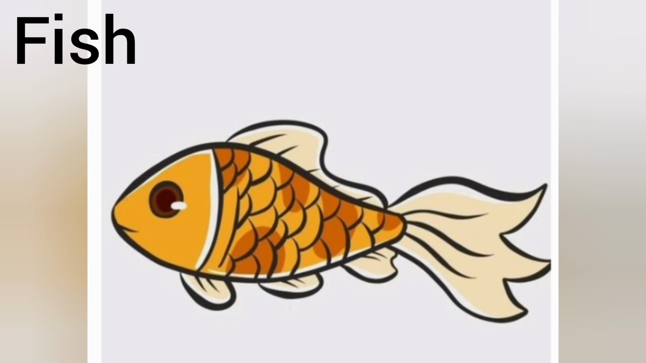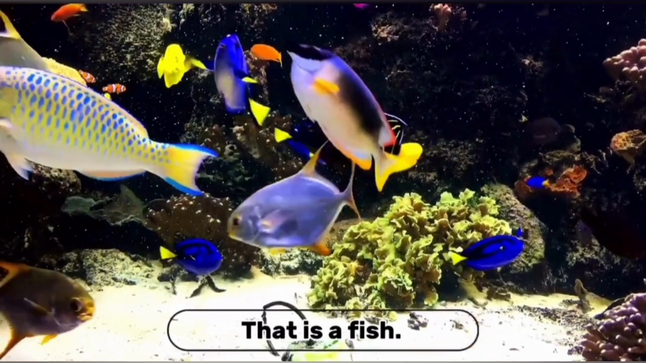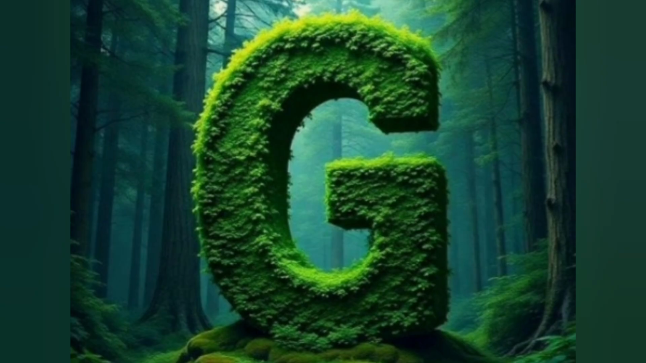F is for fish. FISH. Fish. That is a fish. Fish means machli. That is a fish. The next letter is G.